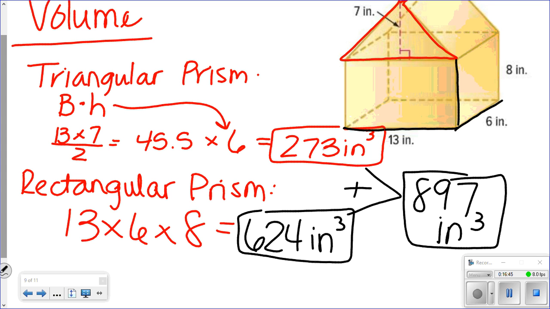Eight ninety-seven inches cubed. Good job. The hardest part is the triangular prism part, because people get weird about dividing by 2. They think, oh, I gotta divide by 3. Oh, yeah. Don't get goofy. You know what to do.